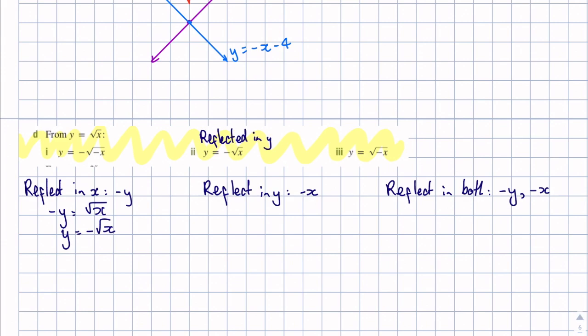in Y. Okay, reflect in Y, negative X, so Y equals root negative X. So that's this one. Oh, I can't. This one was reflected in X, obviously. This one's reflected in Y. I dare say the other one's both, but let's actually do it. Minus Y equals root minus X, so Y equals negative root negative X. So yeah, this is in both.